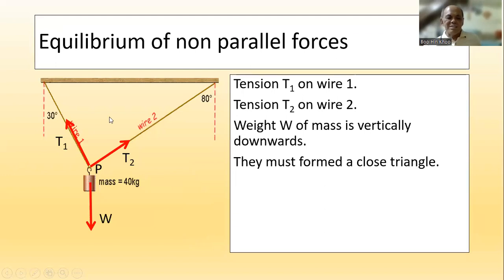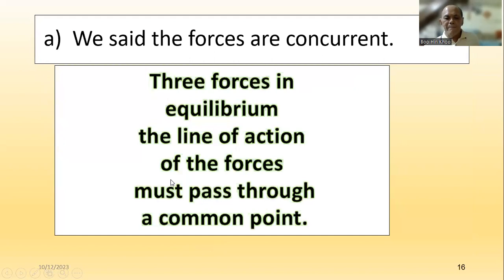Or sometimes it's better to draw on the diagram itself, especially if you are required to show which is larger, which is smaller. Right? So T1 parallel T1, and that is your W as a vector triangle. Three forces in equilibrium, the line of action of the forces must pass through a common point. Right? We say the forces are concurrent.